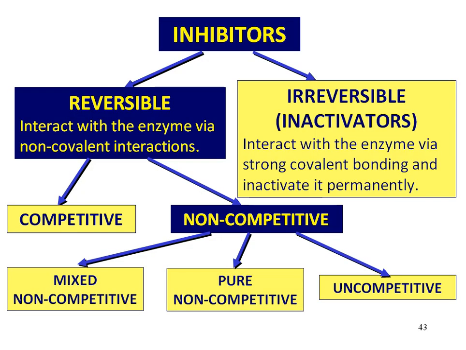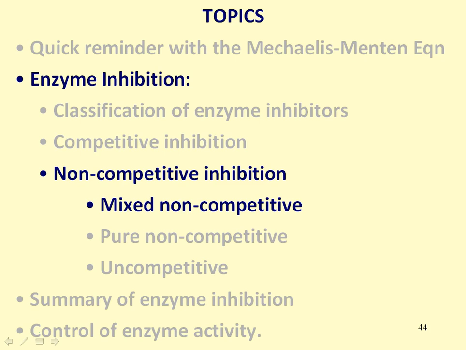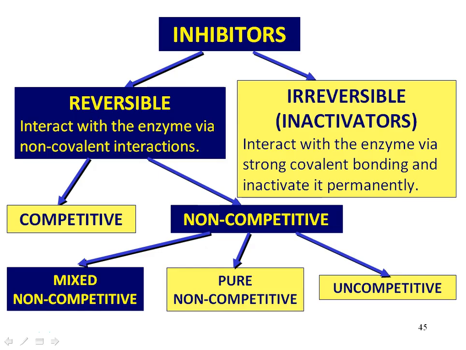Where are we in the taxonomy of inhibitors? We are under inhibitors, reversible inhibitors, and we have left the competitive. We are now into the non-competitive inhibitors, and we will define it even better now. So we have three extremes of this: the so-called mixed, pure, and uncompetitive. We'll start with the mixed non-competitive inhibitor type.